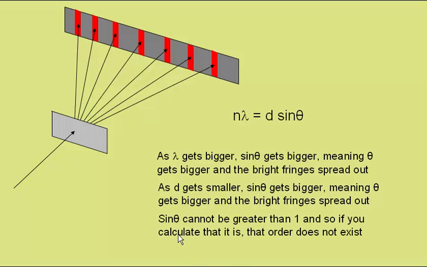Don't forget that sine theta cannot be greater than 1. If you calculate this, that order does not exist. It will mean that the rays of light, theta, is greater than 90 degrees, which of course would not work in this situation. It would mean that the ray of light had come back through the diffraction grating, which is meaningless.